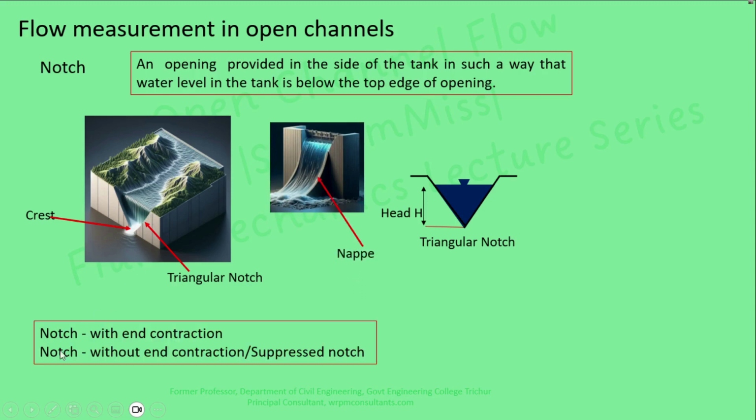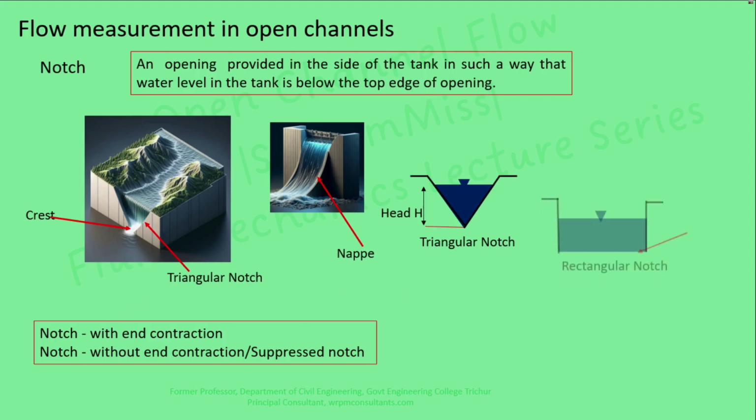Notch is also classified into notch with end contraction and notch without end contraction. When the sides of the notch cause end contraction of the nappe, then it is called a contracted notch. Whereas if there is no contraction of the nappe due to the sides, then it is called a notch without end contraction or suppressed notch. In general, a triangular notch is free from the problems due to end contraction.